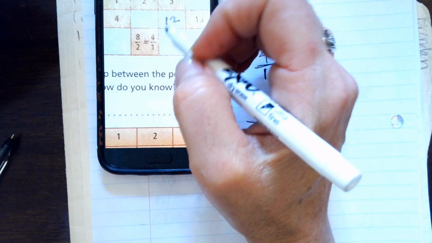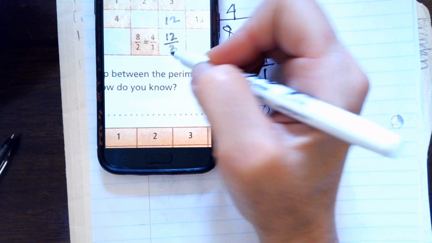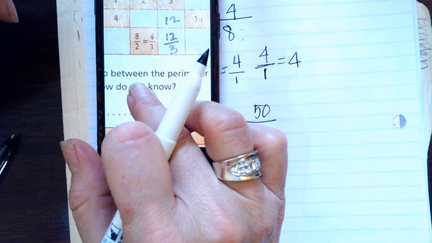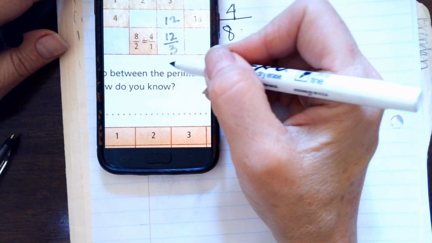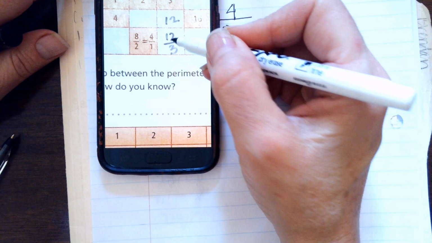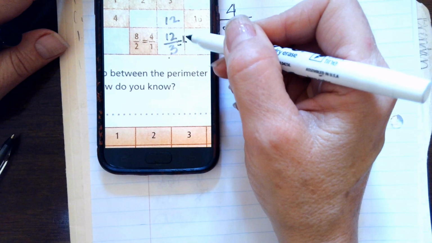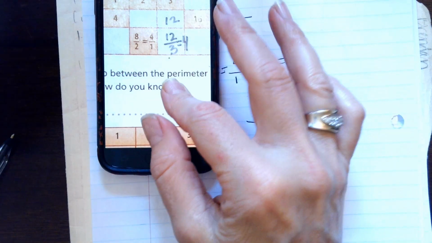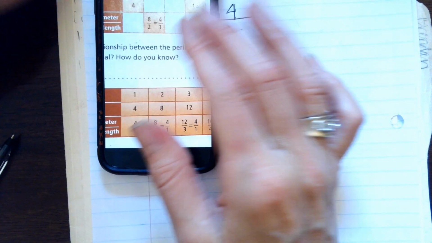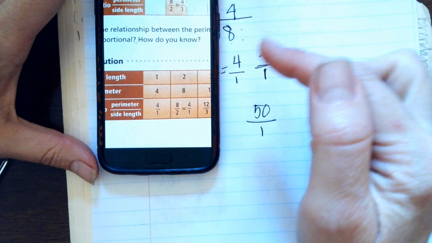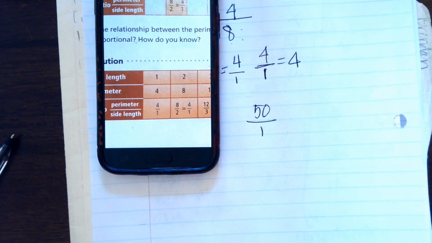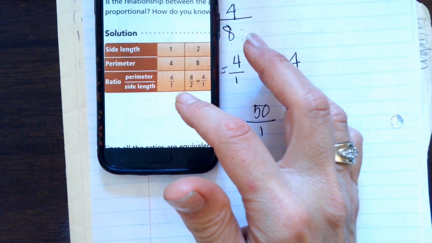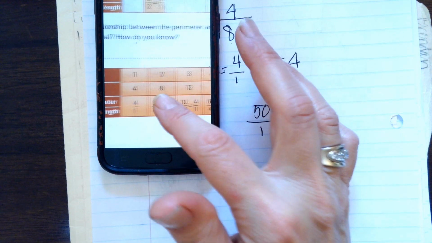And now I can do 12 over 3 because remember it's perimeter over side length. And then I just go, 3 goes into 12 how many times? 4 times. You don't have to totally 100% understand this. You just have to watch it a couple times, and then when your teacher teaches it to you and when you're on chapter 2, then you're going to start to understand it. So they showed you all the solutions down here.